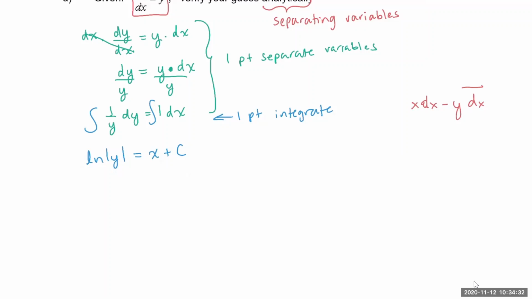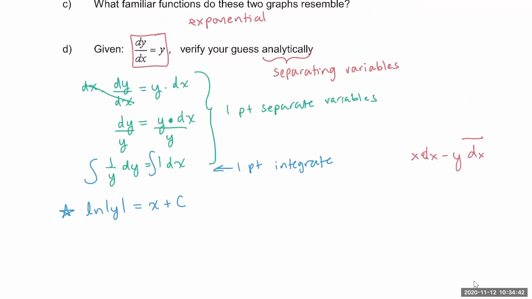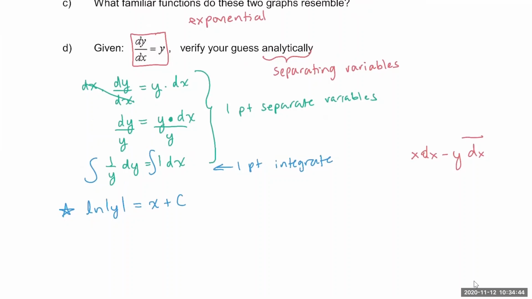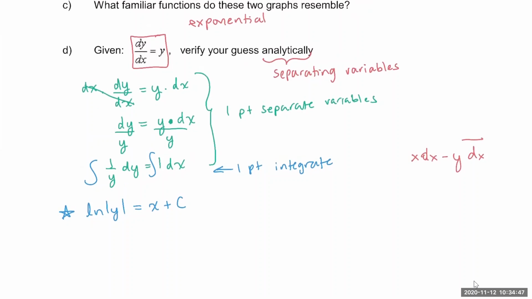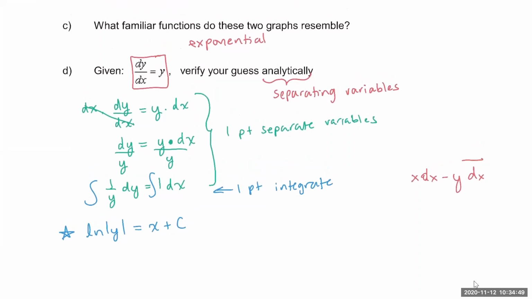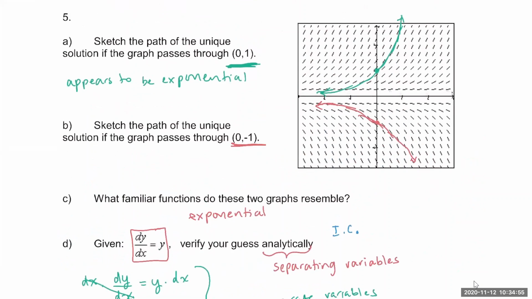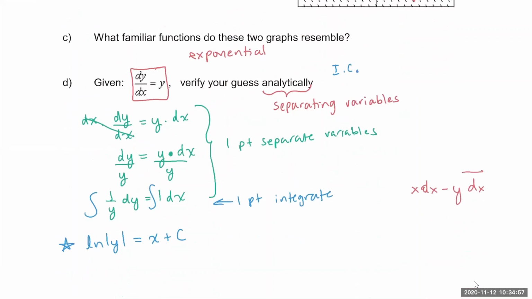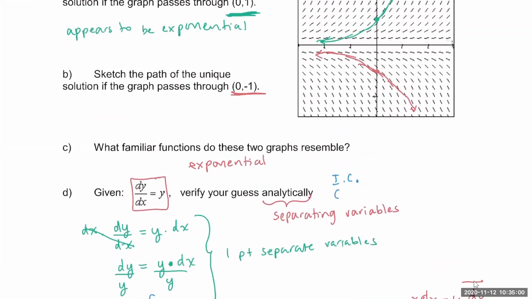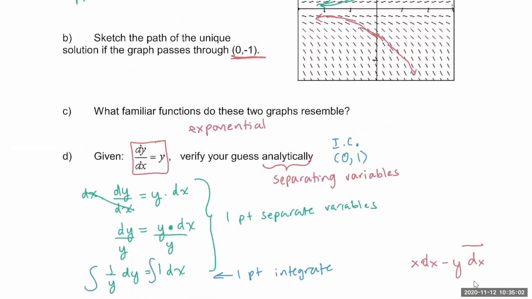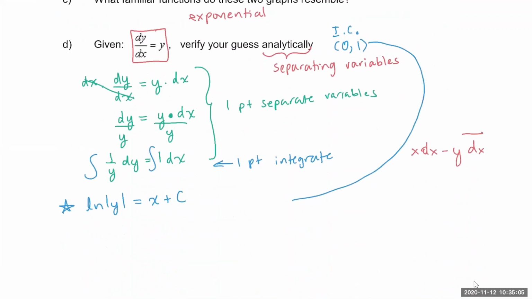Okay, and then it's at this step right here that I recommend that if you have an initial condition, you plug back in to solve for C. I'm sorry, I don't think I provided the initial condition, but let's say the initial condition was 0, 1. So let's write IC up here, using the initial condition from up above for A. So we're going to plug 0, 1 in.